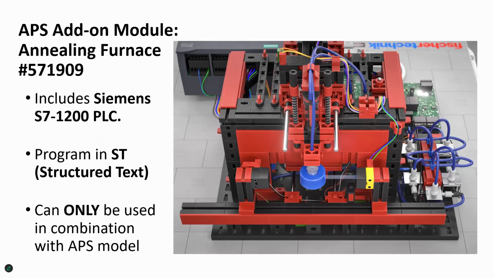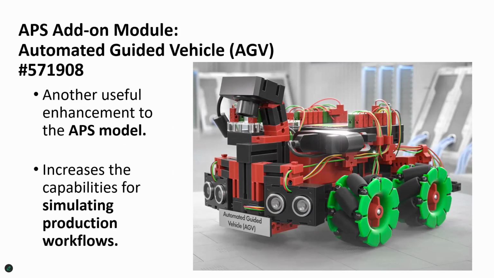The module, like most of the modules of the APS, includes its own Siemens S7 1200 PLC, which has been pre-programmed in structured text. As an FYI, the annealing furnace module has dimensions of approximately 22.5 by 15 by 9 inches, and it has a weight of approximately 10 pounds. It is, of course, designed specifically for use in combination with the APS model and is not designed as a freestanding workstation. The second add-on available for purchase, as I touched upon earlier, is an additional AGV, which can also be added to your model.